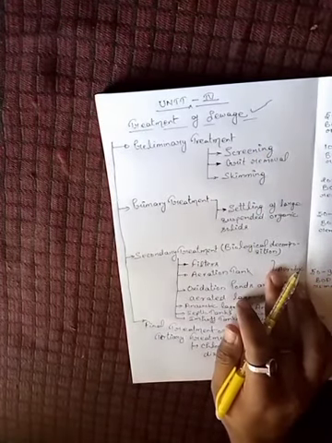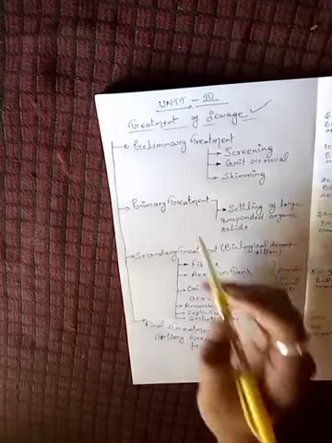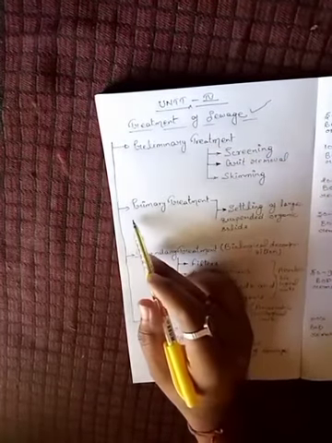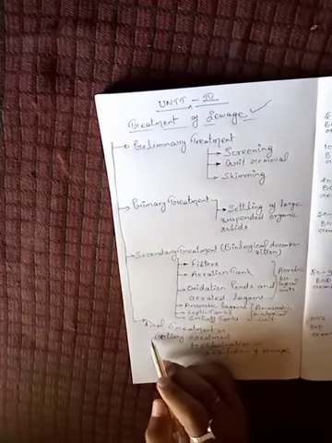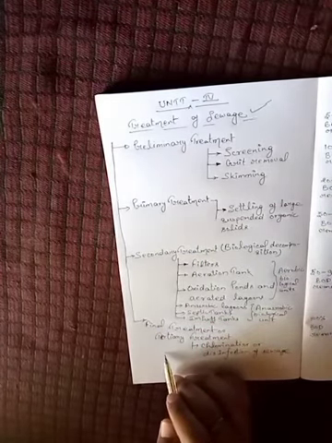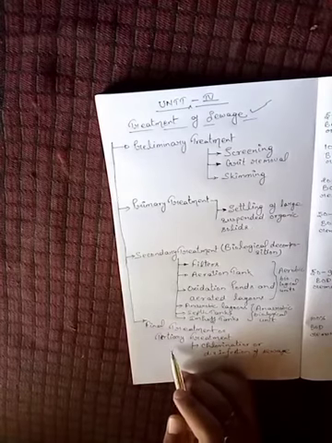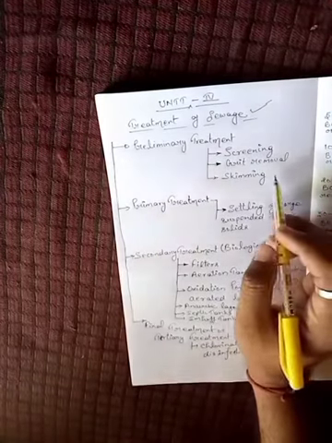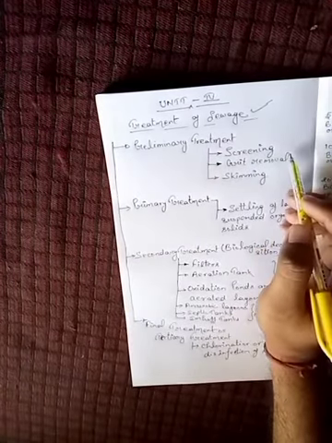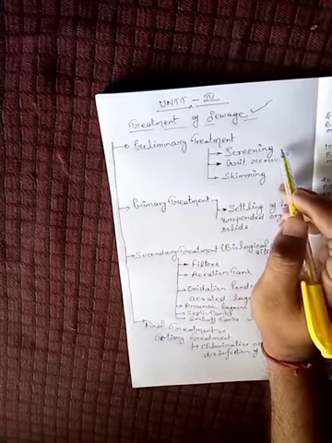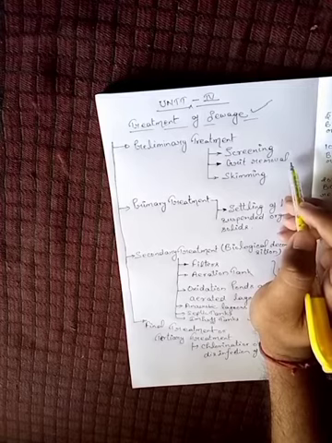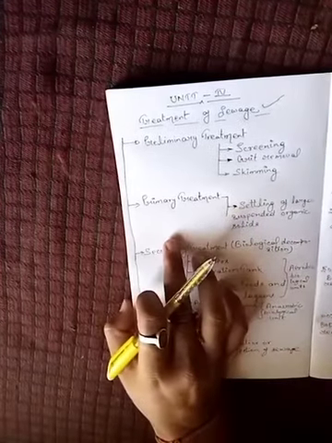There are 4 steps in the treatment of sewage. The first one is the preliminary treatment, the second one is the primary treatment, the third one is the secondary treatment, and the fourth one is the final or tertiary treatment. The preliminary treatment step contains 3 steps: the first one is screening, the second one is grit removal, and the third one is skimming.